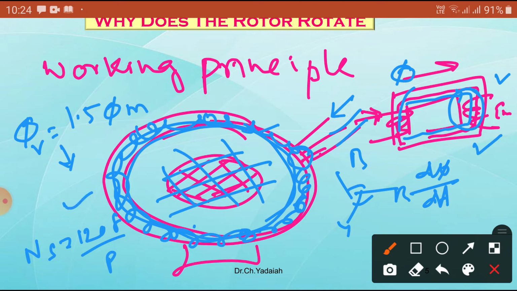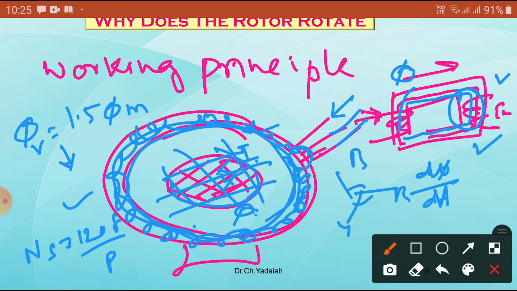And what will happen? There is a dynamically induced EMF in the rotor conductors. When the circuit is closed, the induced rotor EMF produces its own rotor current. Due to the rotor current, it produces its own rotor flux. This flux is induced in such a way that it always opposes the cause of its production. What is the cause of its production? The relative motion between the rotating magnetic field and stationary rotor conductors.